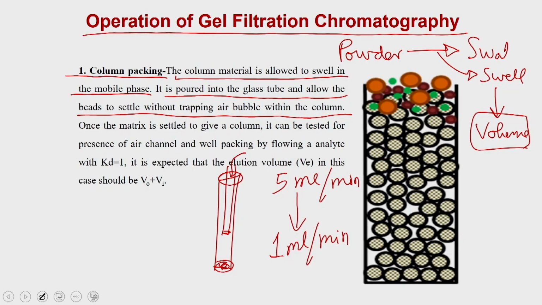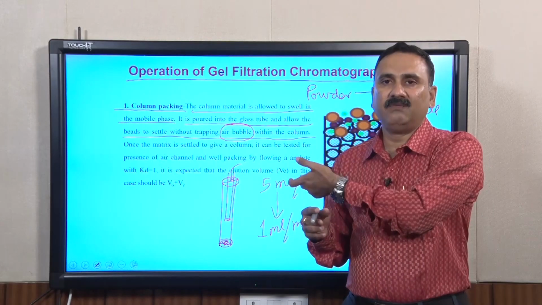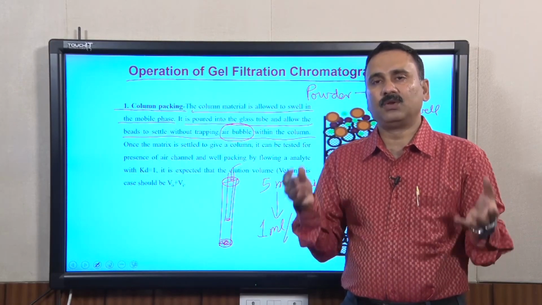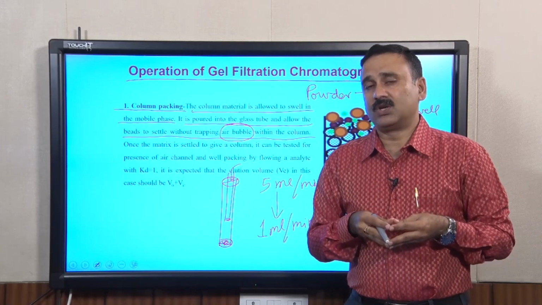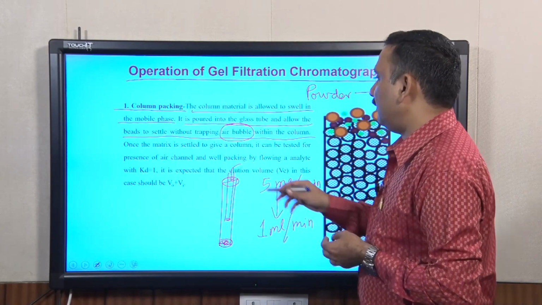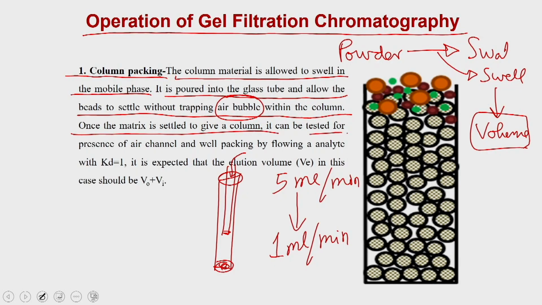The other thing is that you should always try to avoid any air bubble or any kind of air within the column, and that is very important for gel filtration chromatography. That is very important if you would like to resolve the molecules on a gel filtration column. Once the matrix is settled to give a column, it can be tested for the presence of air channels and good packing by flowing an analyte with Kd equal to 1. It is expected that the elution volume in this case should be Vo equal to Vi.